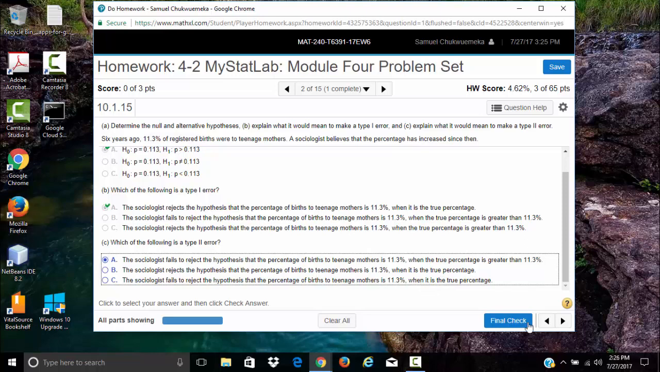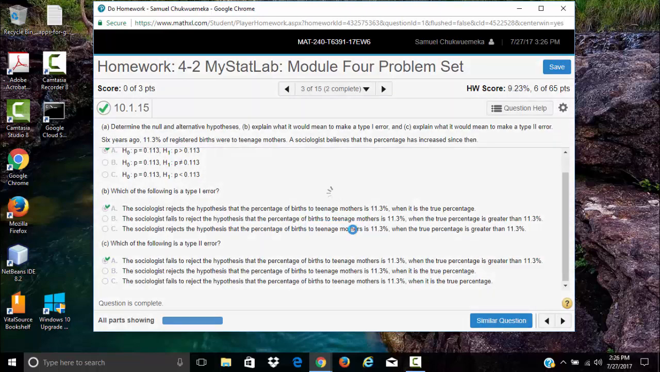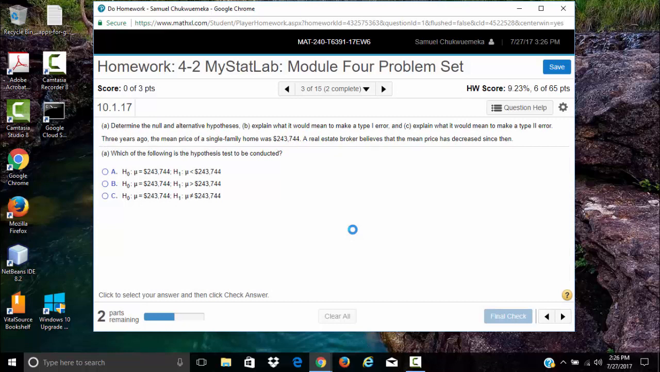Okay, so type 2 error means the null is not true, but you fail to reject it. You do not reject it, even though it's not true. Type 1 error means the null is true, but you reject it. That's the type 1 error. Okay? So by the time we do more problems, it will make more sense, okay?